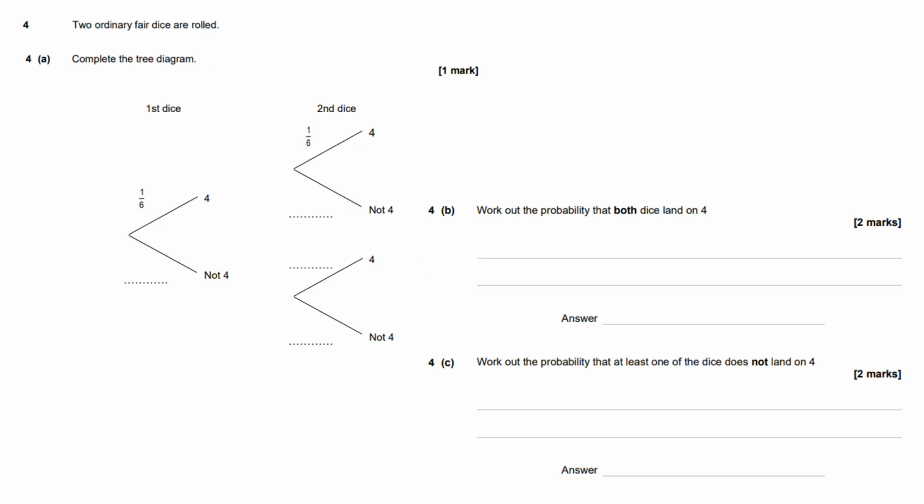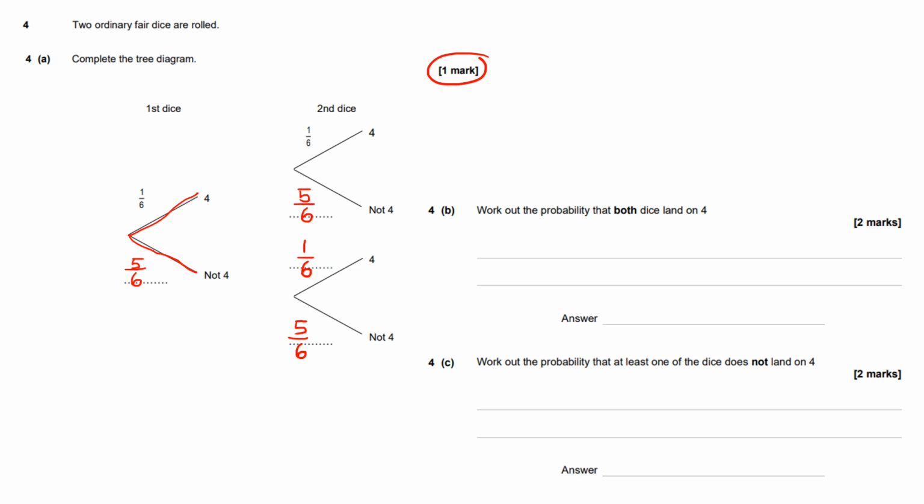Question 4 is a probability question. They're asking us to complete the tree diagram. We need to remember that the 2 branches that are together are going to add to give you 1. So if I've got 1 out of 6, in order for us to end up with 1, this needs to be 5 out of 6, because 1 out of 6 plus 5 out of 6 is going to give you 6 out of 6. That simplifies down to 1. And the same thing repeats over here as there is no replacement. So we've got 1 out of 6, 5 out of 6. So we get 1 for this one.